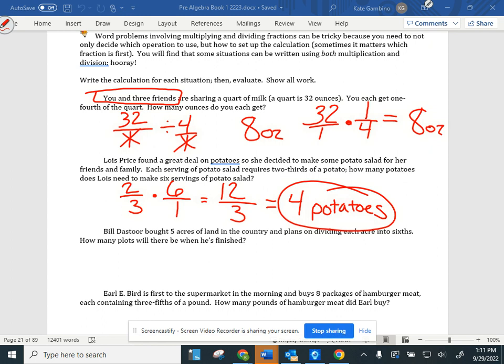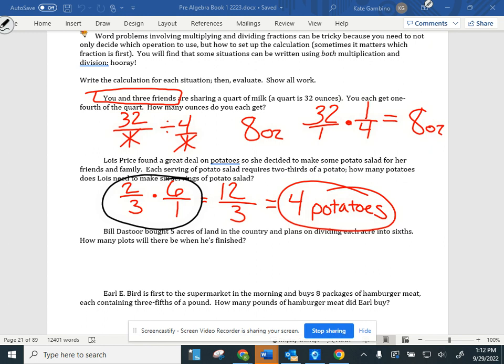Got it? Any questions? Hugo. What is this, write the calculation in each situation? But we have to write out. This is a calculation. 2/3 times 6/1. That is your calculation. That is what math you're doing. So you're not just writing an answer, you're writing the calculation, that equation that you are performing. You have to write it out.